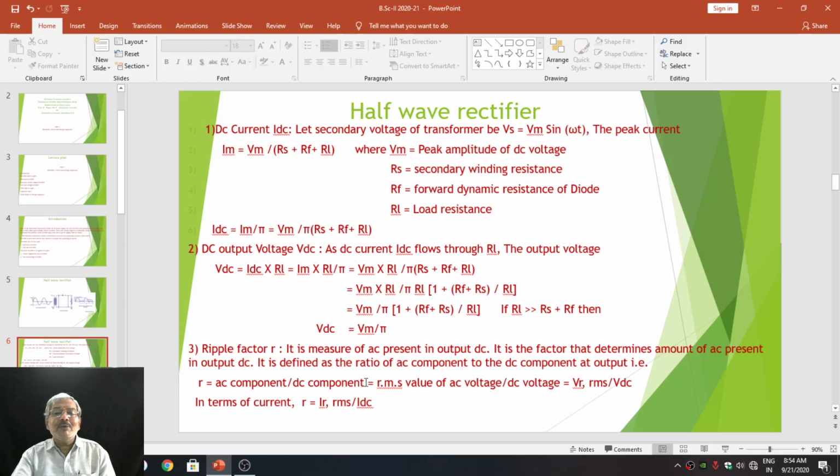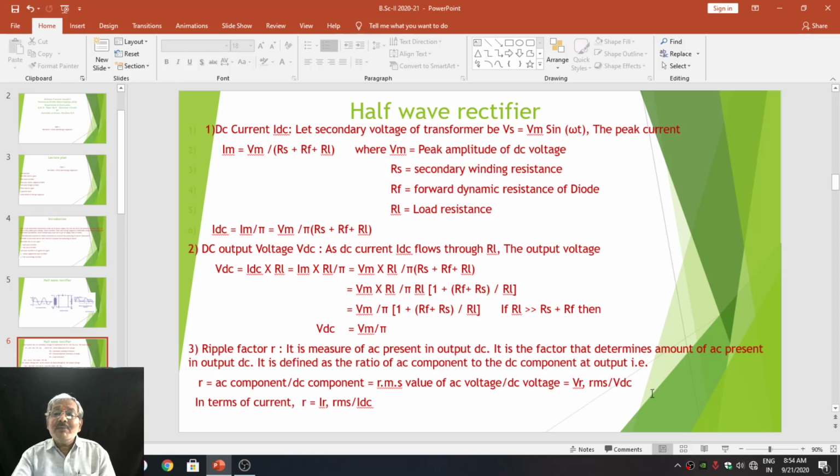R is equal to AC component upon DC component, which can also be written as RMS value of AC voltage upon DC voltage. RMS means root mean square value of AC voltage upon DC voltage. Symbolically, we can write this as VR RMS upon VDC. VR means ripple voltage, RMS means root mean square ripple voltage. So this ripple factor is represented in the form of voltage.